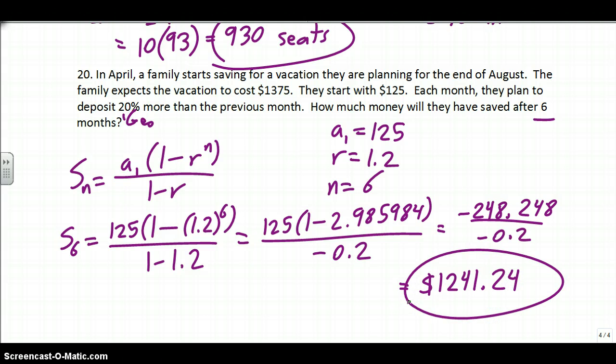Here's the weird part, and people are going to ask about this. Why does it tell us how much they expect the vacation to cost? This was originally a book problem. You can find it in your book. It originally asked, did they save enough? And if they didn't, how much more will they need to save? But you won't have to worry about that. So really don't even worry about how much it's going to cost. Obviously they didn't save enough, but anyway, that's how much they saved in the 6 months.